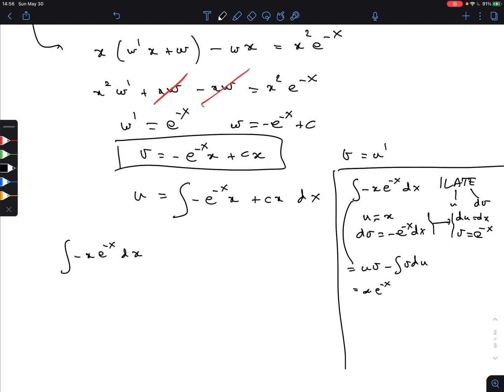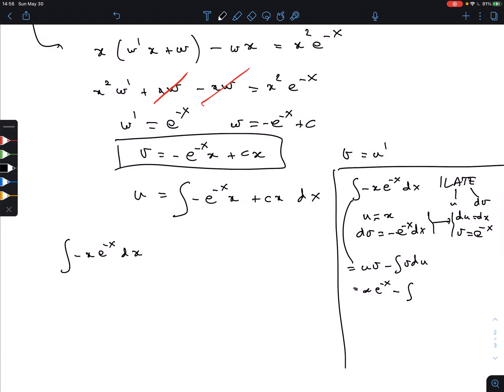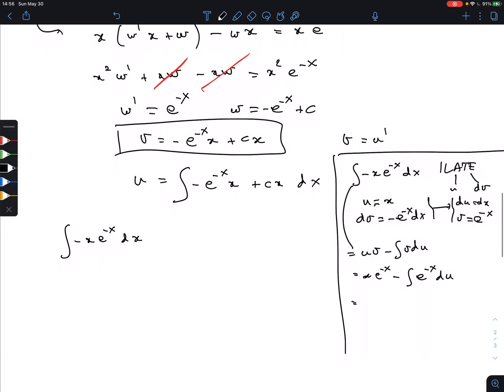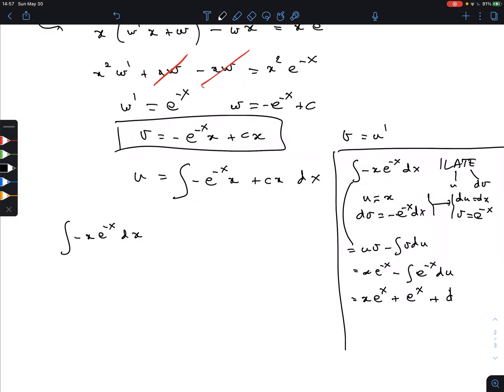And now we have to antiderive minus v du, so e to the minus x, and the antiderivative of this is minus e to the minus x, and the minuses cancel, so we get x e^x plus e^x, plus a constant. Well, this is only one part of what we are integrating, so let's do the full integration. Let me erase this here. So we have now found this part, and that is x e^x plus e^x.